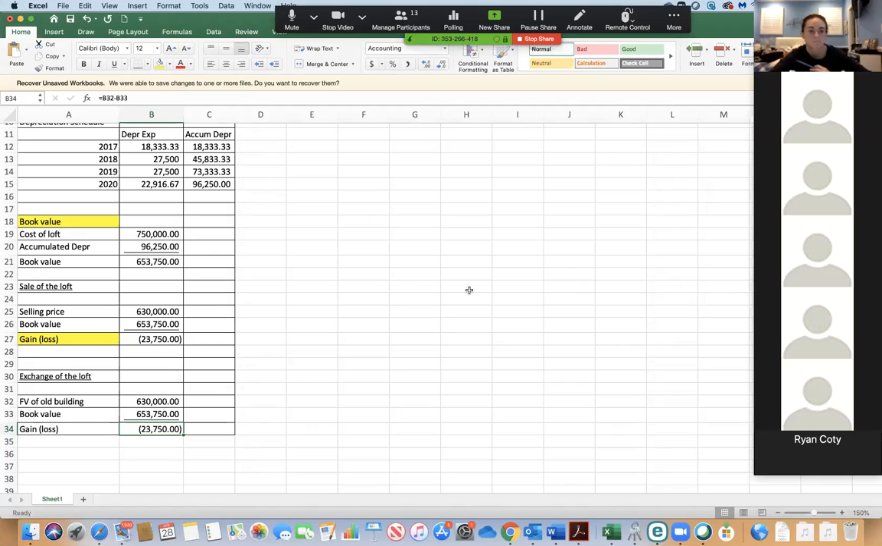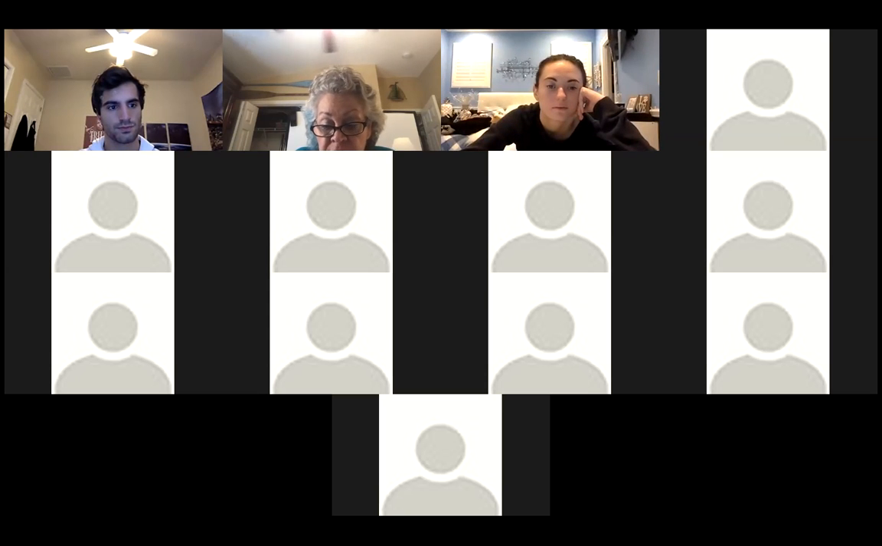So the loss is the same as when I sold it because I kept the fair value of the old building the same as the selling price. Okay. So the fair value of the old building was 630,000 and the book value was 653,750, the same amount that we had calculated here on our book value, the cost minus the accumulated depreciation. So I've got a $23,750 loss on the exchange. So I'm going to go back to the Word document.